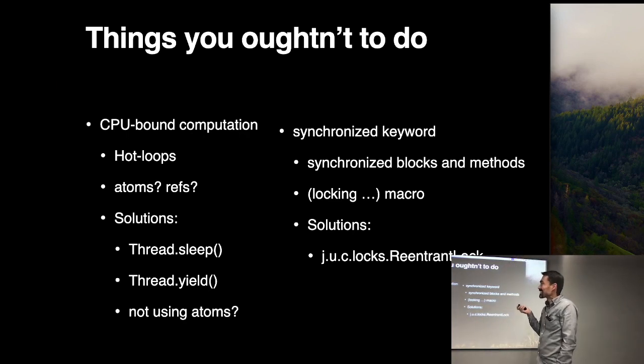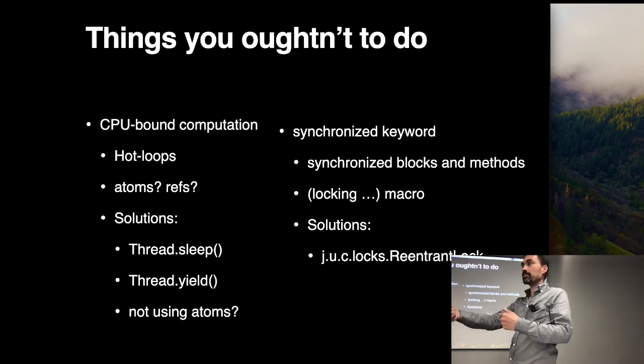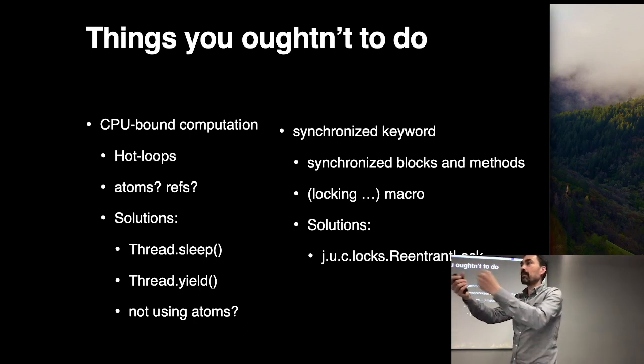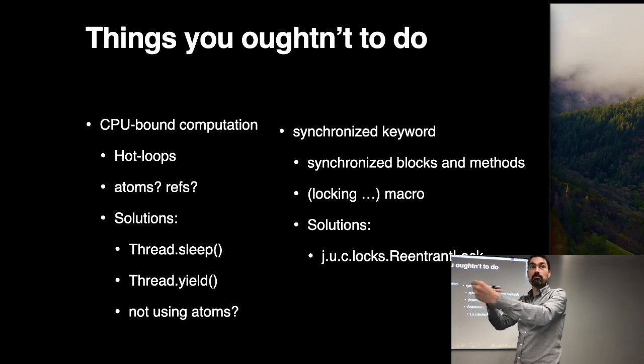But here's the thing, atoms and refs both use hot loops. So now they're not so nice anymore, and we're going to talk a little bit more about that. An atom will try to make the change. It'll read the value, apply your function to it, and then try to atomically swap the value in the atom. If it's changed since you read it, it'll just run your function again on the new value, over and over and over. So it's a hot loop. There's no pausing or yielding in there.